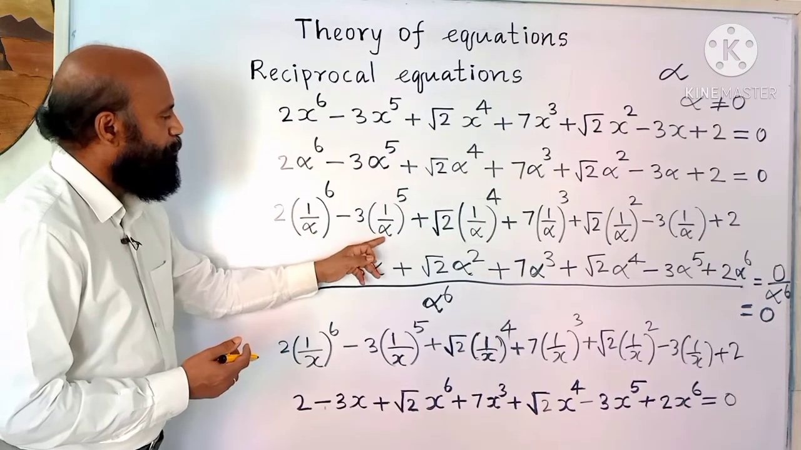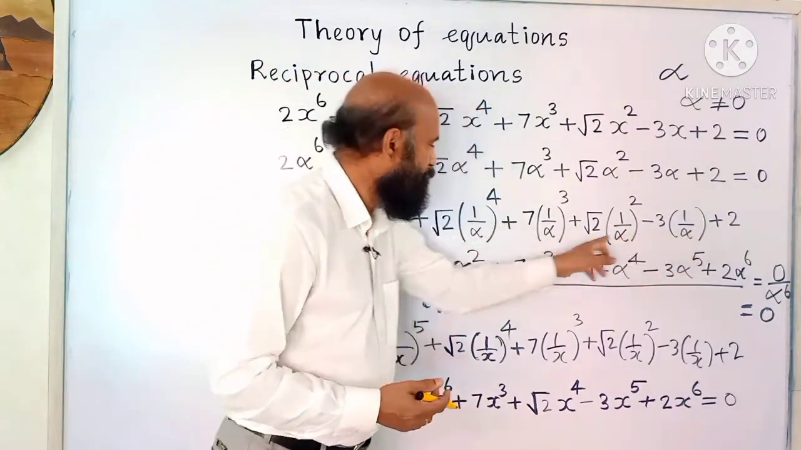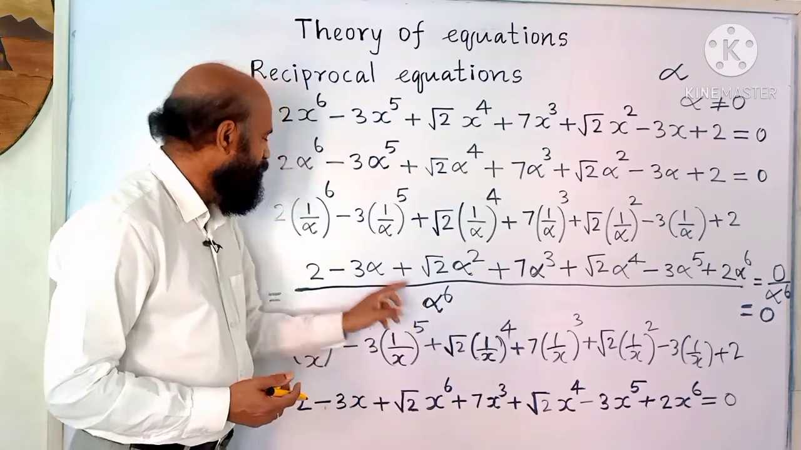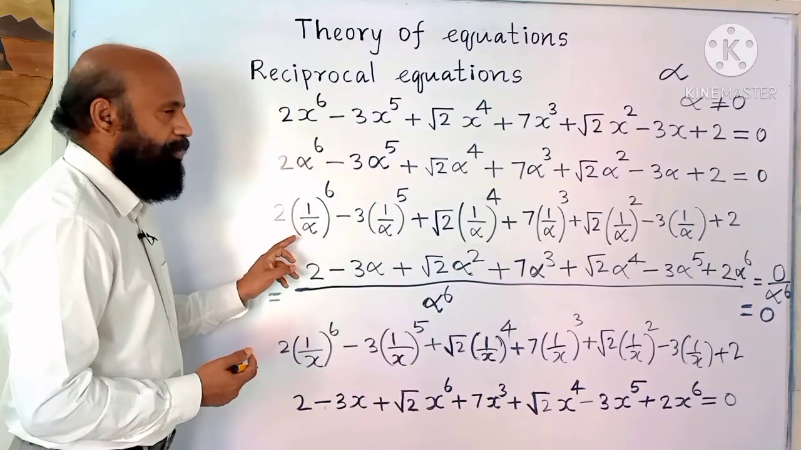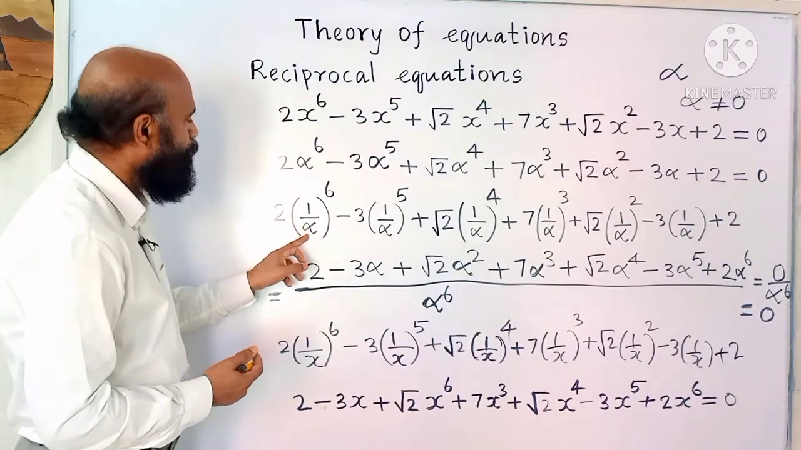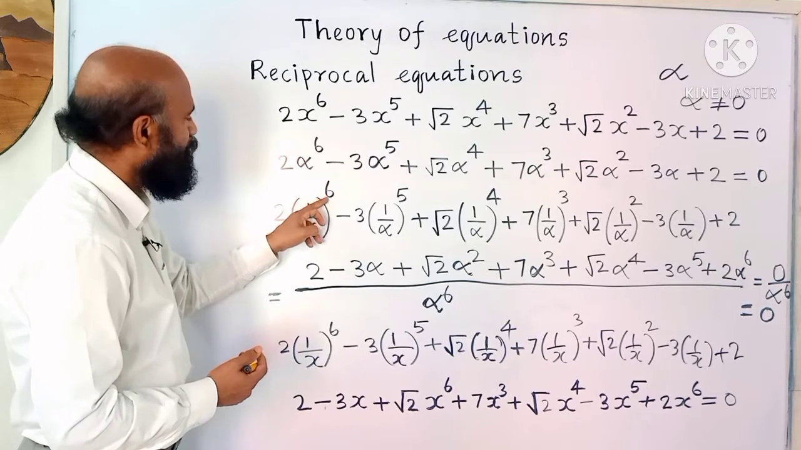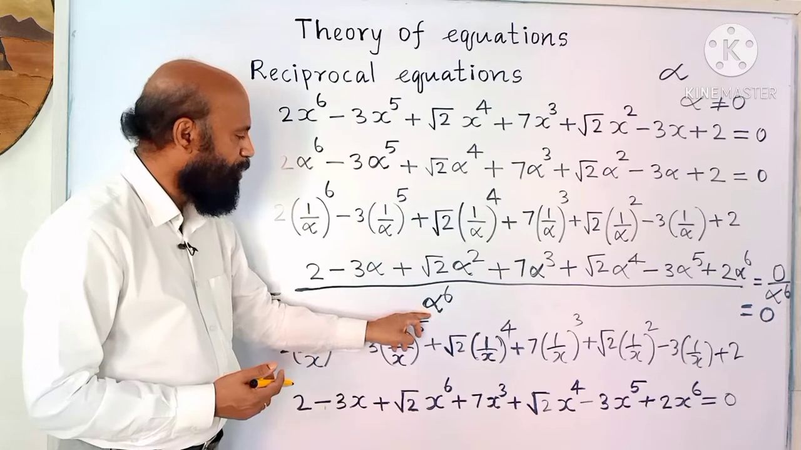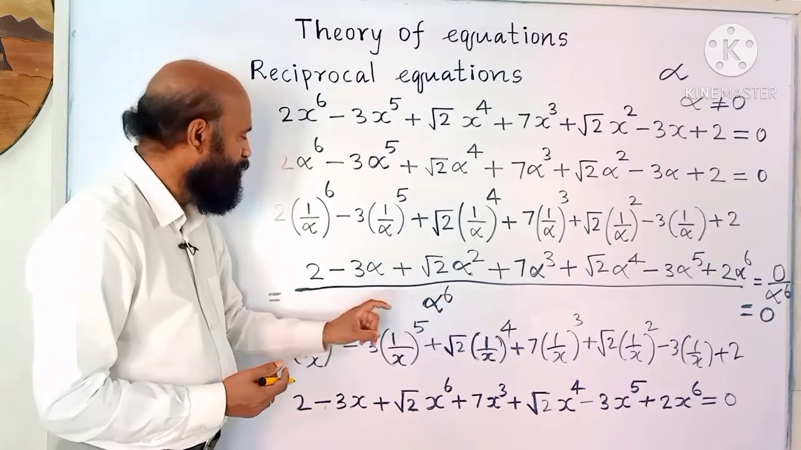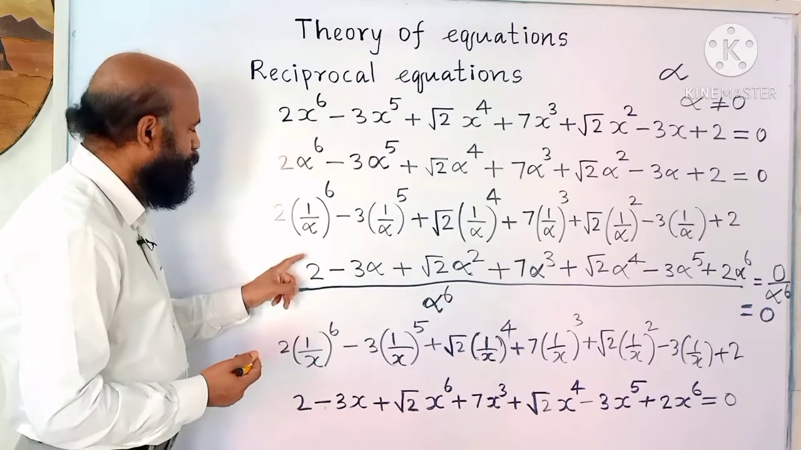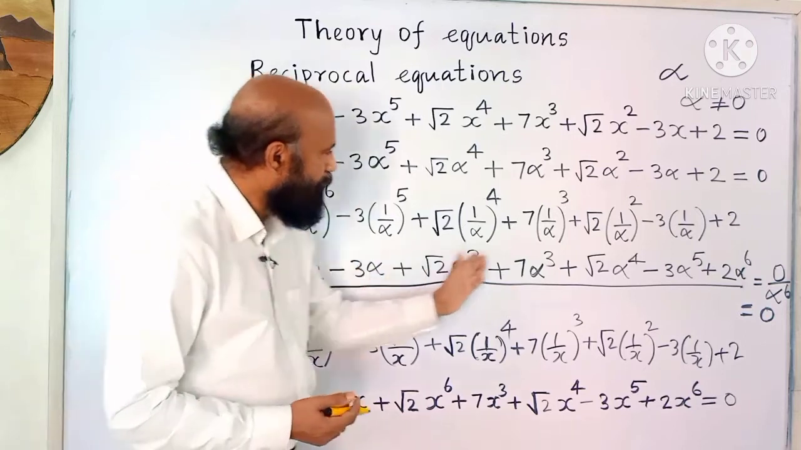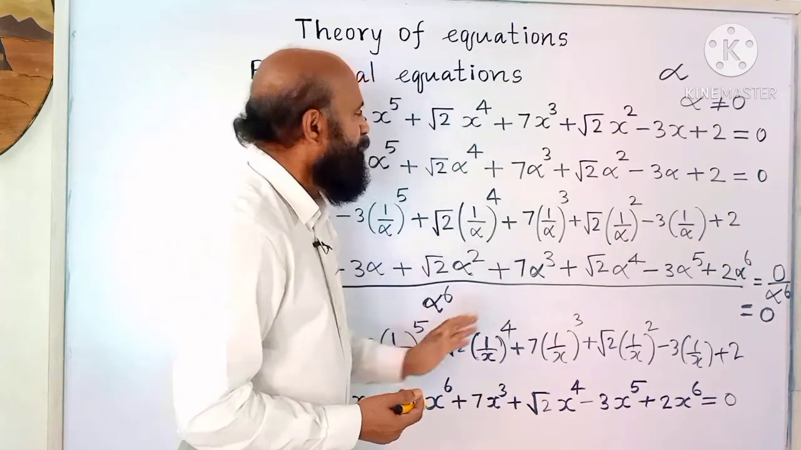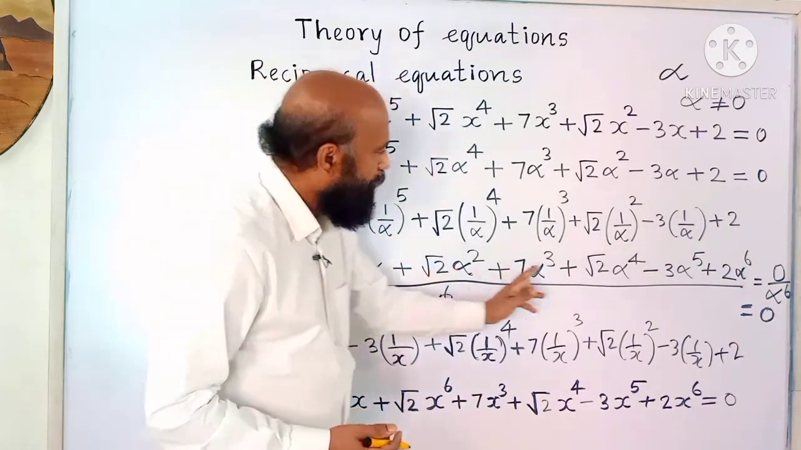Then the LCM of these denominators is alpha raised to 6. In the denominator there is alpha raised to 6. You divide this alpha raised to 6 by alpha raised to 6, so you will get a 1, 2 into 1, 2. Similarly, you complete this. Then in the numerator you will get this expression.